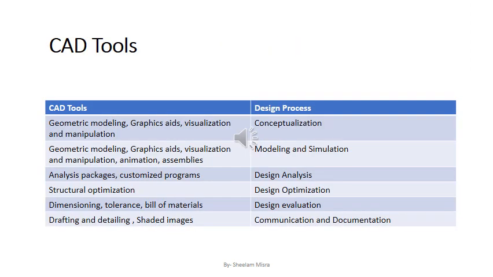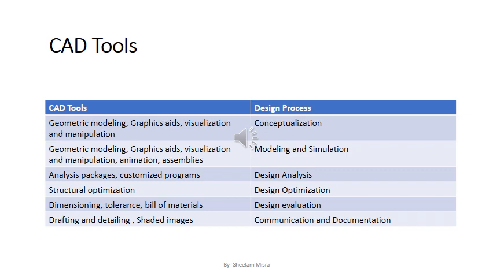CAD tools. The CAD tools are mainly used for graphics, applications, and modeling, such as color grids, geometric modifiers, and group facilitate to structured geometric models. Here the table explains CAD tools used for the design process.